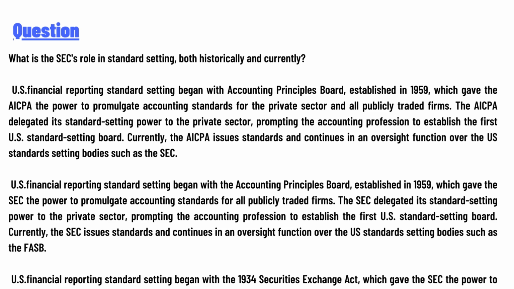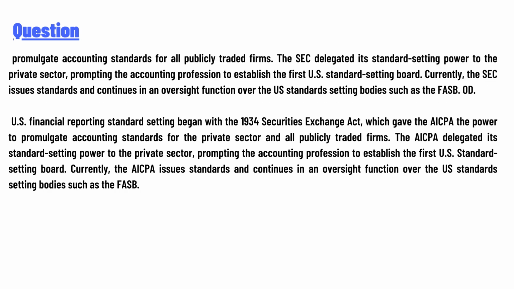U.S. financial reporting standard setting began with the 1934 Securities Exchange Act, which gave the SEC the power to promulgate accounting standards for all publicly traded firms. The SEC delegated its standard setting power to the private sector, promoting the accounting profession to establish the first U.S. standard setting board. Currently, the SEC issues standards and continues in an oversight function over the U.S. standard setting bodies such as the FASB.